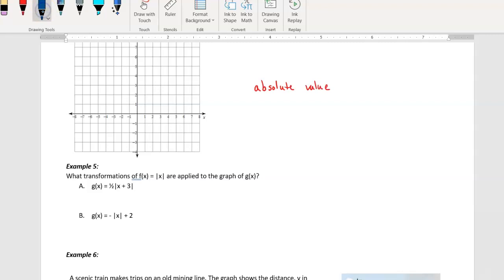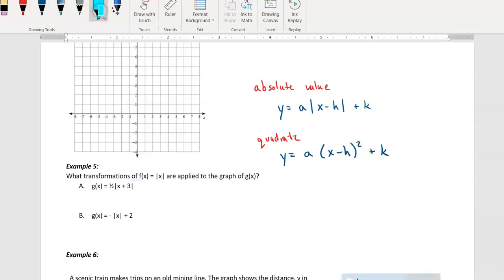When we see absolute value functions, they're going to be in this form where we would have y equals a times the absolute value of x minus h plus k. Or we could have a parent function being a quadratic, in which case, when we deal with transformations, the form for that would be y equals a times quantity x minus h squared plus k. And for both of these, our a values affect the graph vertically.